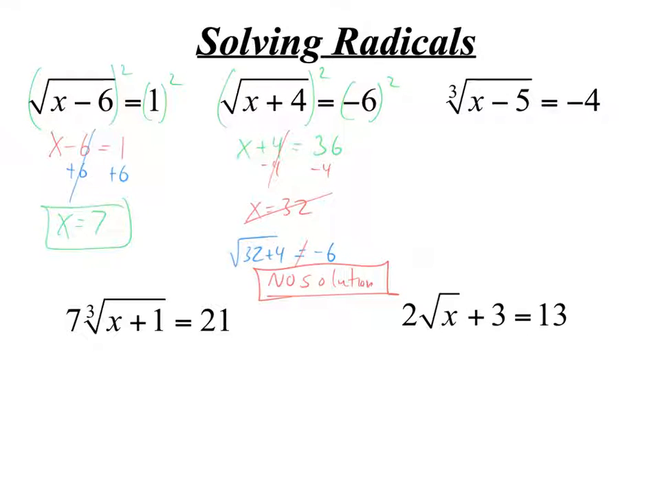For this one, let's do it here. I want to get rid of the cube root, so I'm going to cube both sides. So that leaves me x minus 5 here. And if I cube a negative 4, that becomes a negative 64. Add 5 over. X equals negative, not 60, but 59.